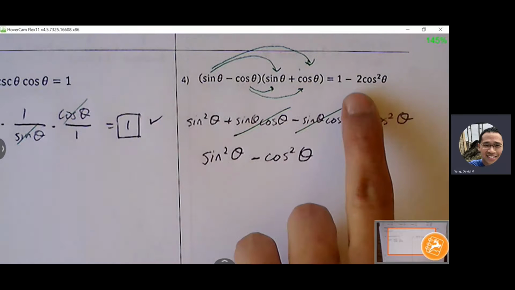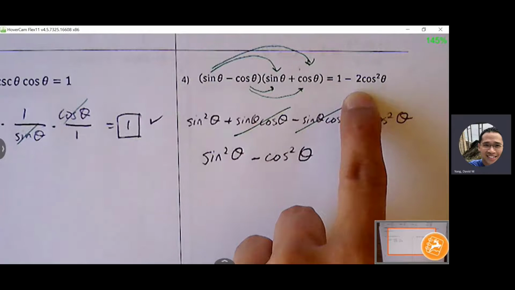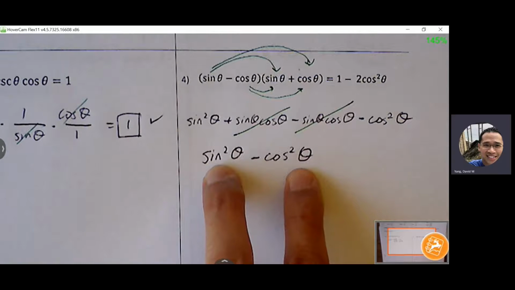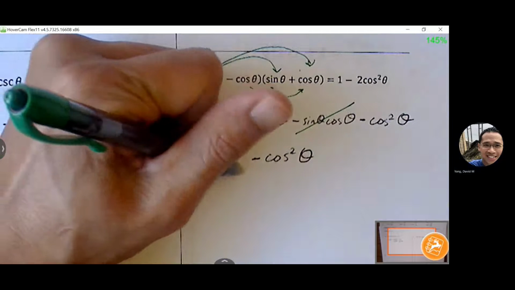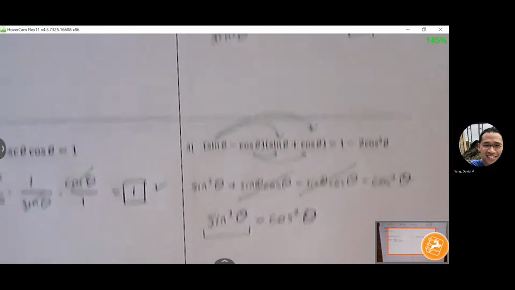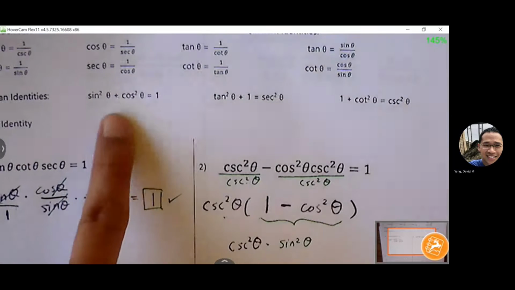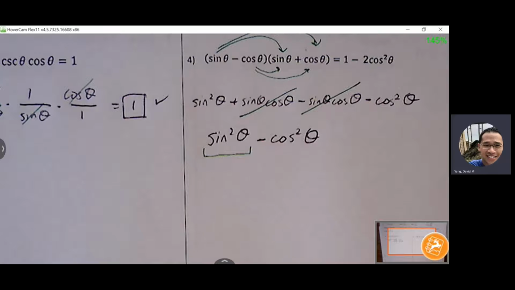So in other words, everything that I want at the end is in terms of what? Cosine, which means that I want to get rid of sine. So is there a way I can find a replacement for sine squared? Yeah, there we go. Right. But if your end goal is everything in terms of sine, then you would make the opposite decision, right? So we're always looking at the right side to help guide our next step.